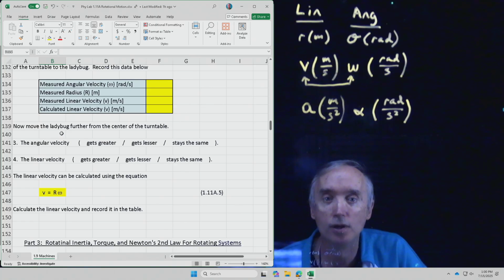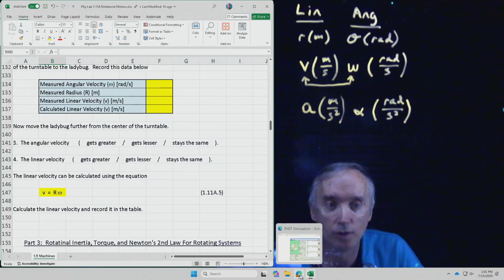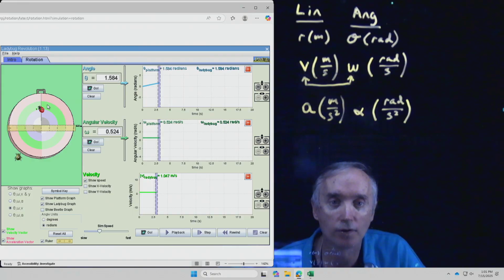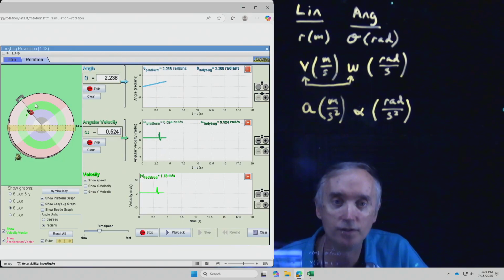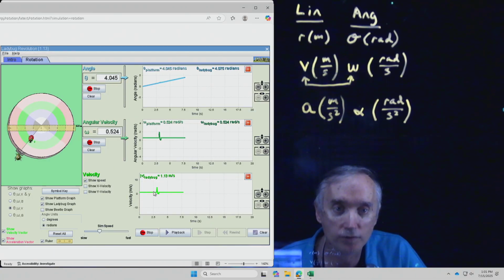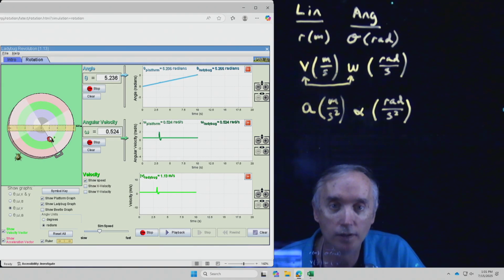It says now to move the ladybug further from the center of the turntable. So what you can do is go back to the simulation. You're going to grab the ladybug and you can move her. Now when I moved it, you see that it made the turntable start going again. Just ignore this part right here and ignore this part here.